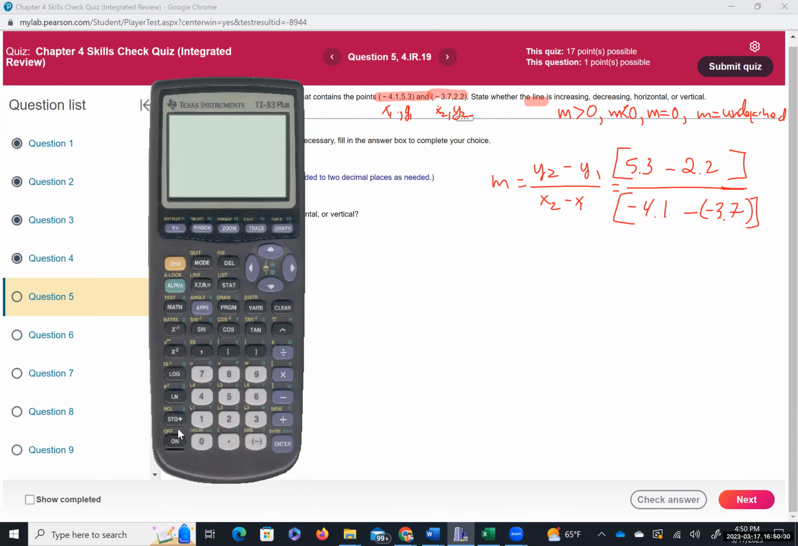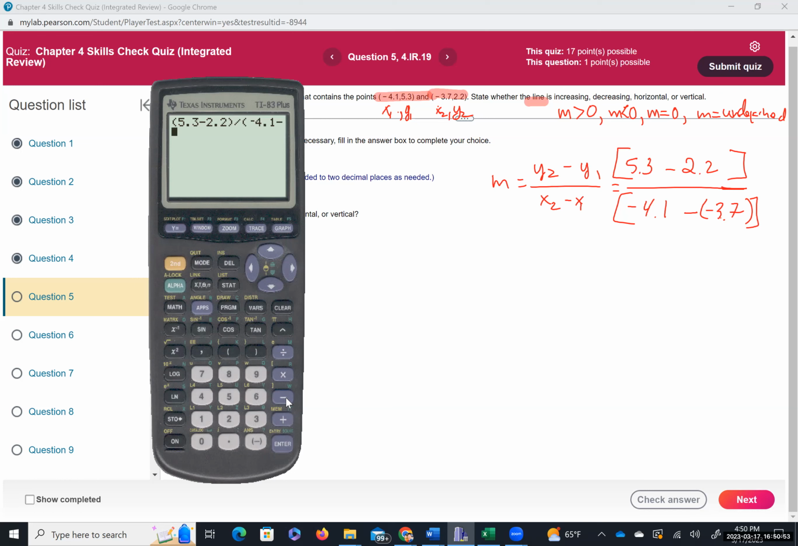Open it. Parentheses 5.3 minus 2.2 close parentheses divided by negative. Oh wait, I have to put parentheses, right? Negative 4.1 minus parentheses negative 3.7. Go there one more time. You see that? Two parentheses here, right? And then enter. You got negative 7.75.